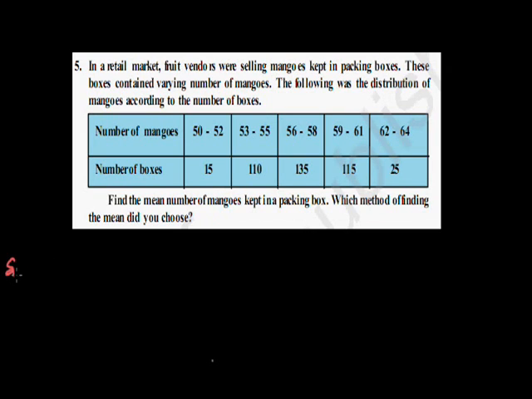Now the solution for this question: the examiner asks us to find the mean of the mangoes kept in packing boxes. Which method of finding the mean did you choose? The number of boxes, meaning the frequency, is very complicated, so we need to use the indirect method. Indirect method means the assumed mean method. So we are using the assumed mean method to solve this question.